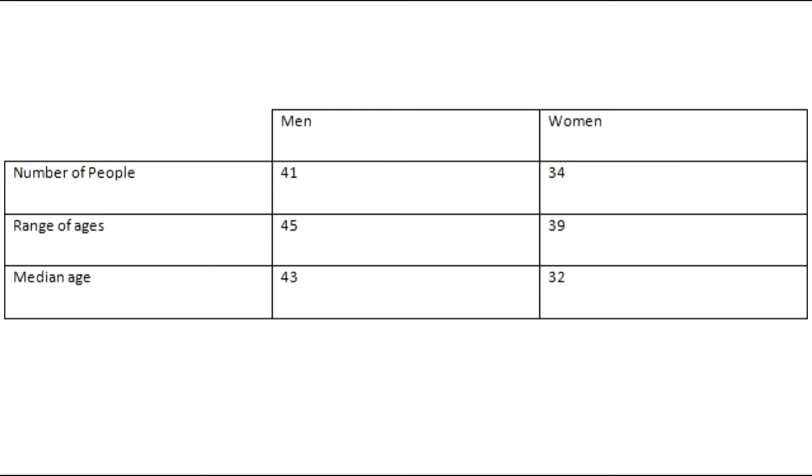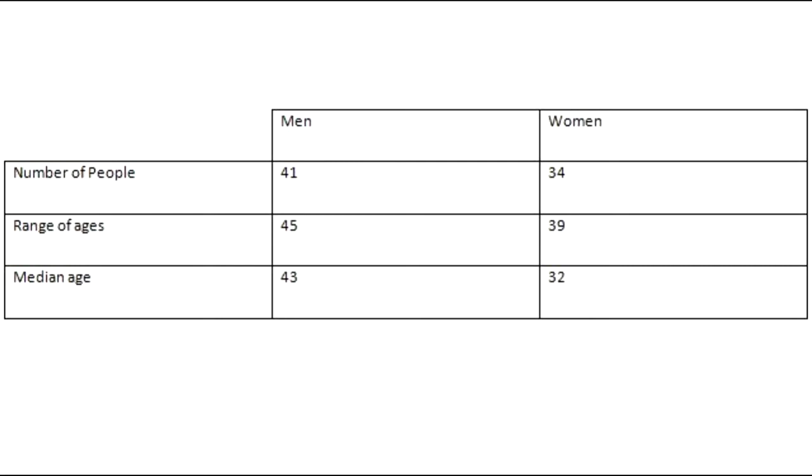Now for the women, there are 34 values. 34 divided by 2 is 17. So the average of the 17th and the 18th value will give you the median value. When you check, the 17th value is 32 and the 18th value is also 32. So the median age for the women will be equal to 32.